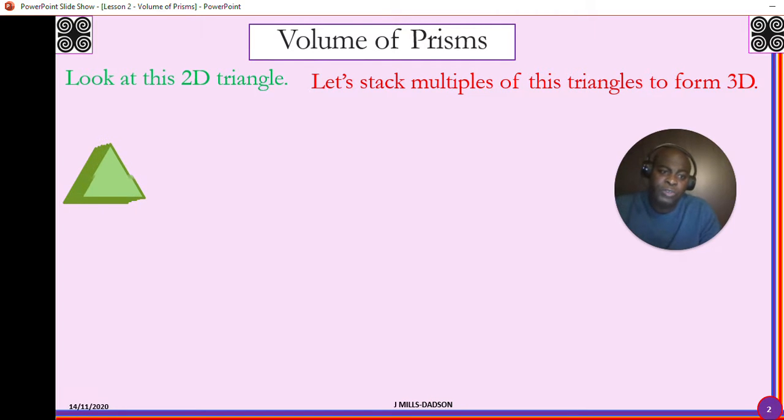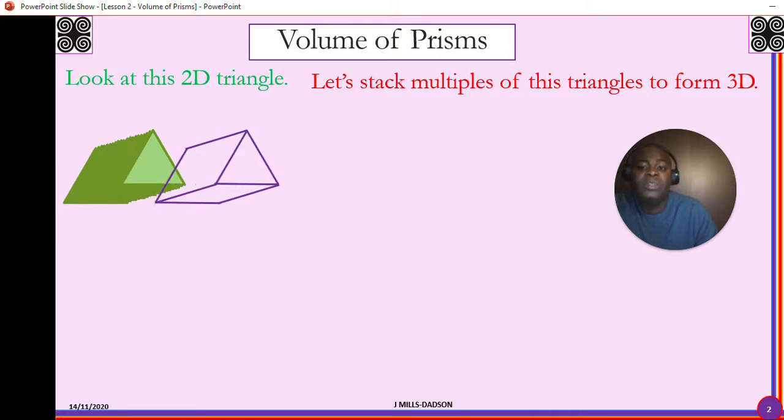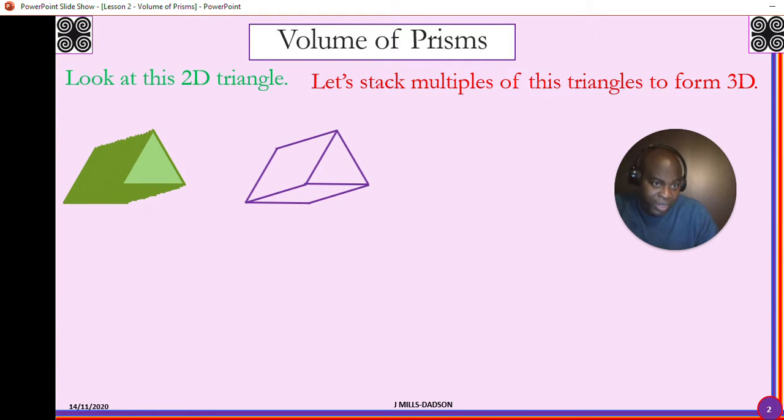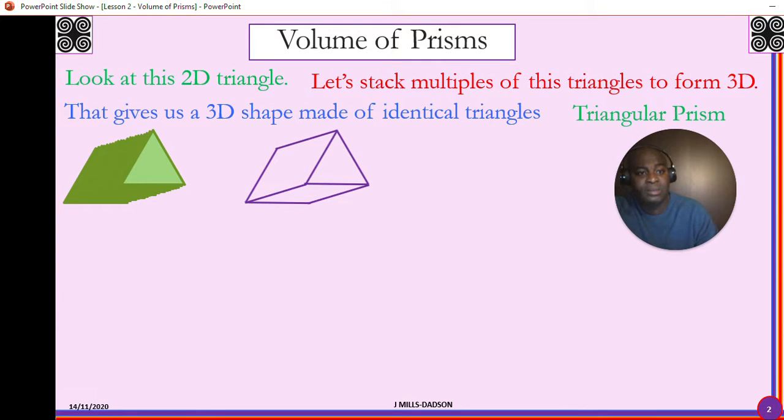So from a 2D, I'm trying to sort of elongate the 2D. That's why I'm stacking them, and that gives us a new 3D shape, and that 3D shape is called a triangular prism. It's a prism made of identical triangles, so we call that triangular prism.